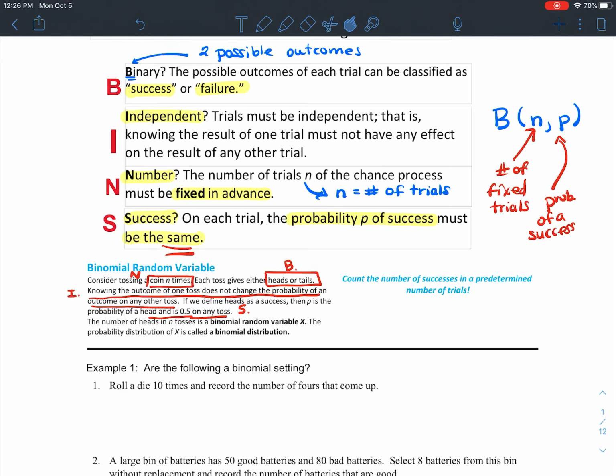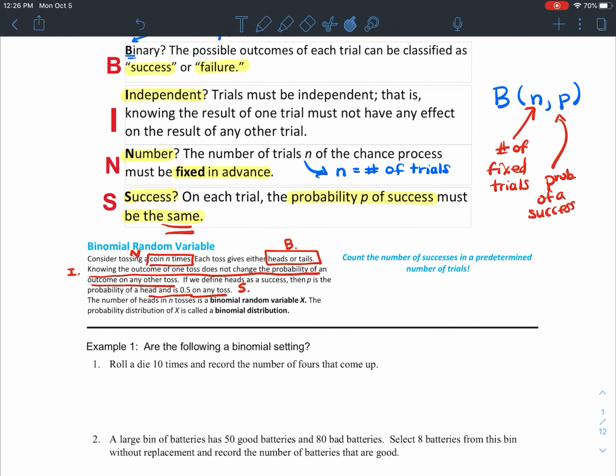Okay, so we're going to give you some different situations here at the bottom, and we're going to run through the acronym to see if we think that this particular description is actually meeting the criteria for being a binomial random variable or not. So this first one says, we're going to roll a die 10 times, and we're going to record the number of 4s that come up. Whatever you're recording, that is what you're saying a success is. And so a success would be roll a 4, and a failure would basically be not a 4, anything but a 4. So it feels like we met that criteria.